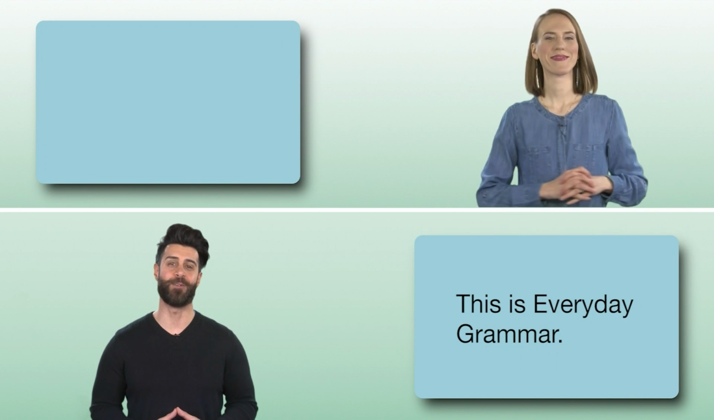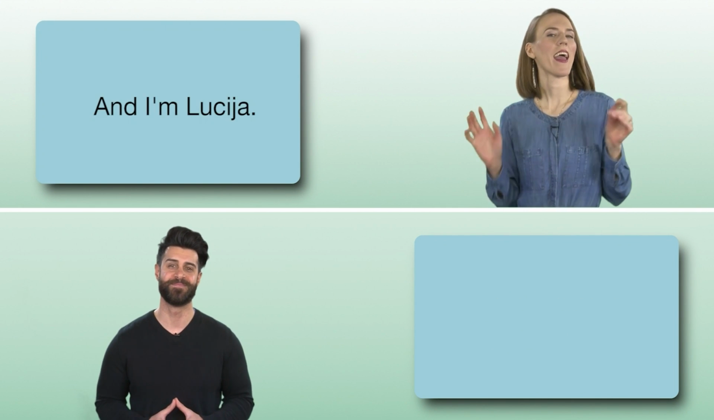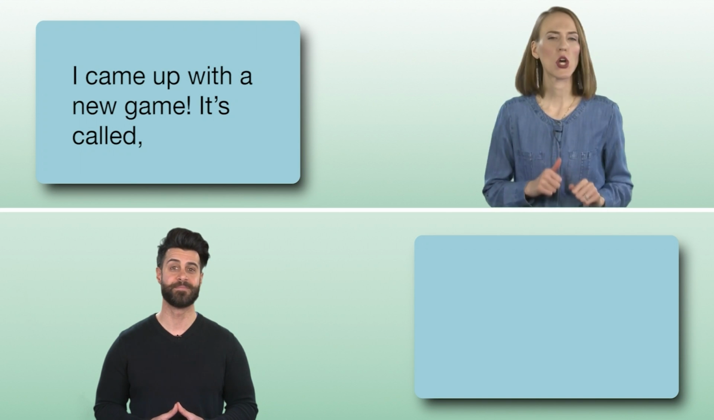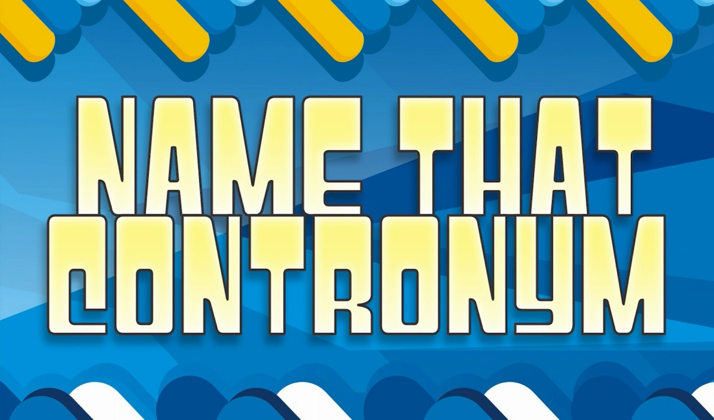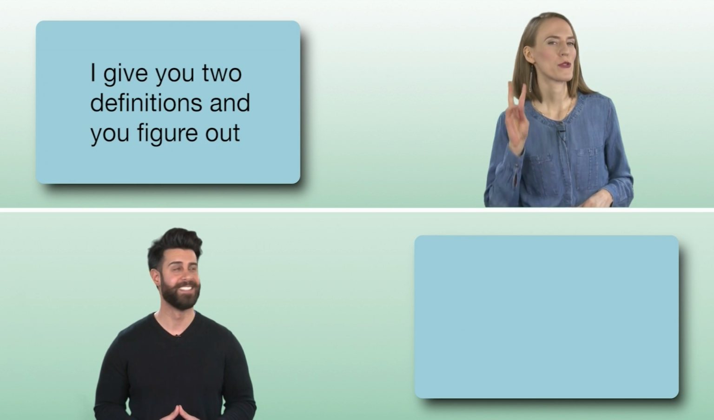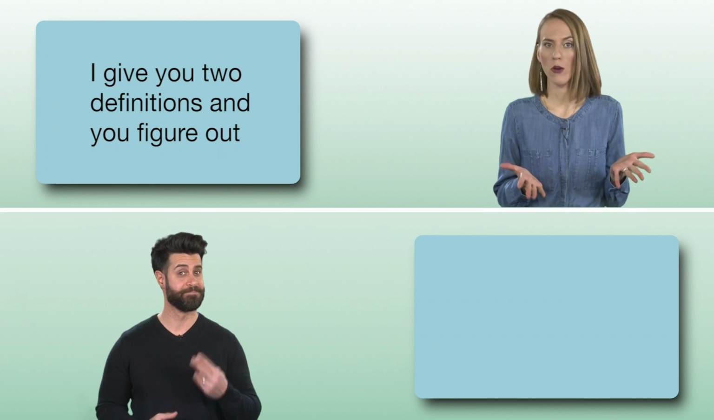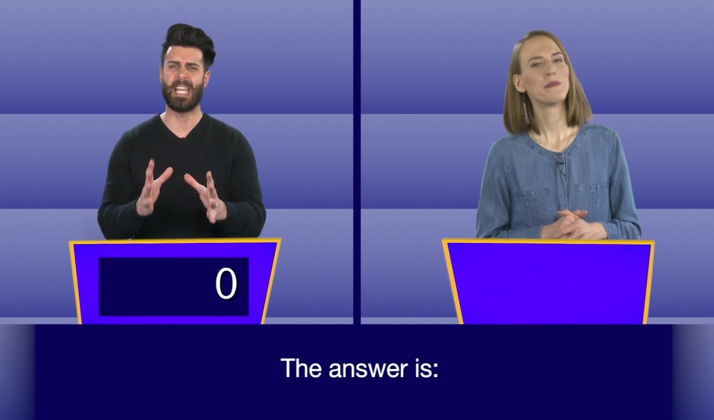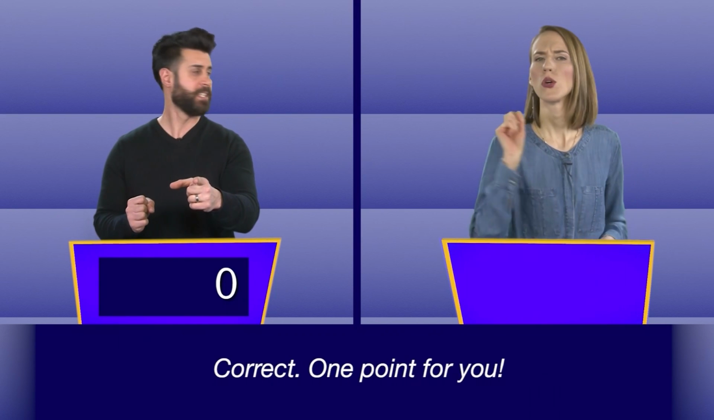This is Everyday Grammar. I'm Kaveh. And I'm Lucia. I came up with a new game. It's called Name That Contronym. Okay, how does it go? I give you two definitions and you figure out which contronym it is. Okay. This word means to permit or to restrict. The answer is sanction. Correct.